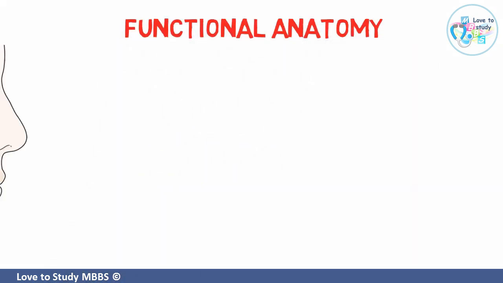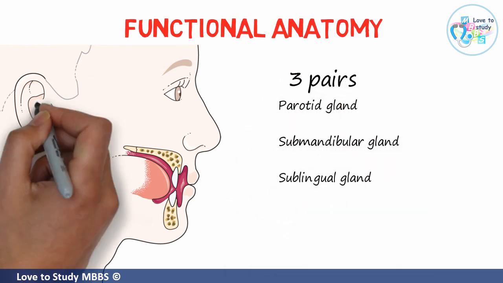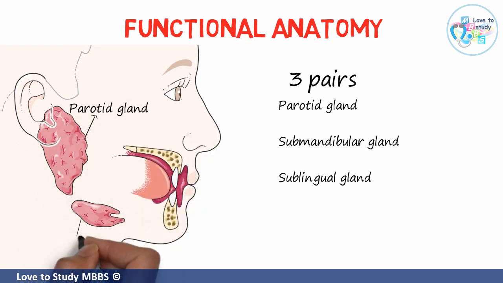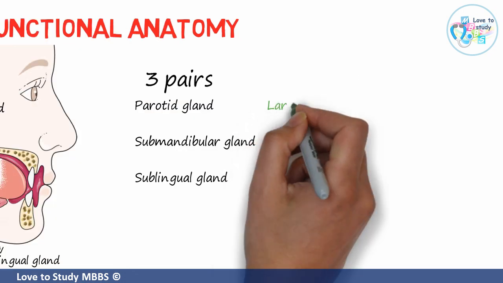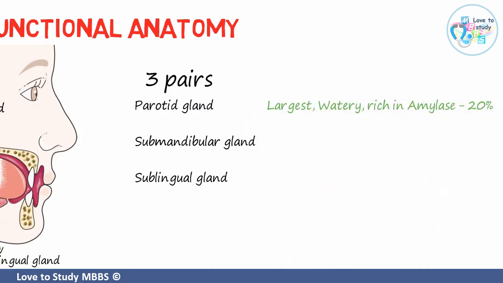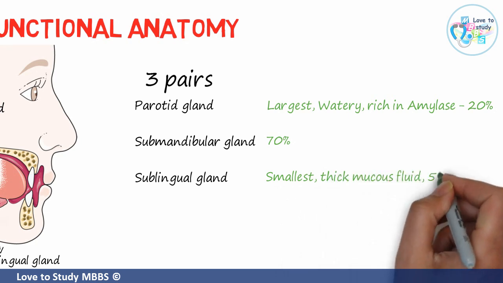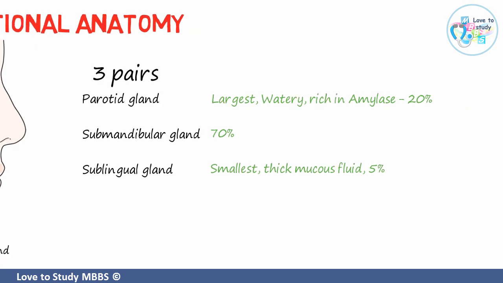Saliva is produced by three pairs of salivary glands, the parotid, submandibular, and sublingual glands, that drain into the oral cavity. Parotid is the largest salivary gland, secretes watery fluid rich in amylase, which is around 20% of total saliva. Submandibular glands contribute to the secretion of the largest portion of total saliva, which is around 70%. Sublingual gland is the smallest, secretes around 5% of saliva.